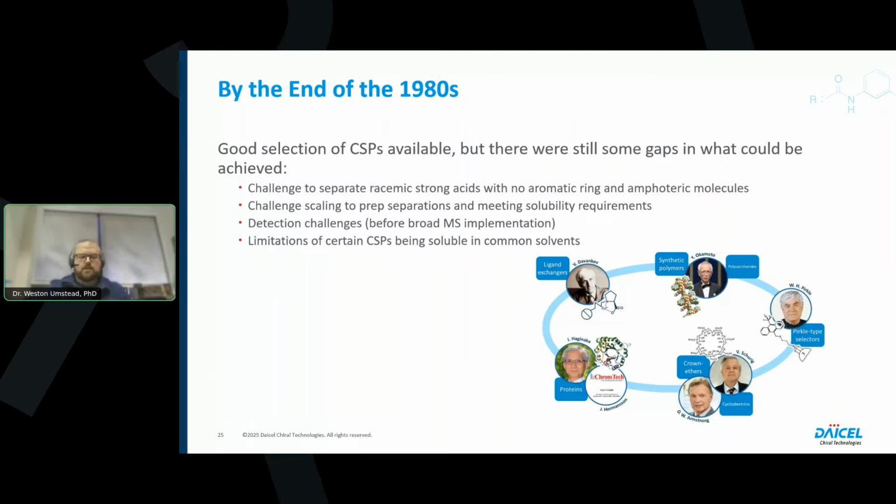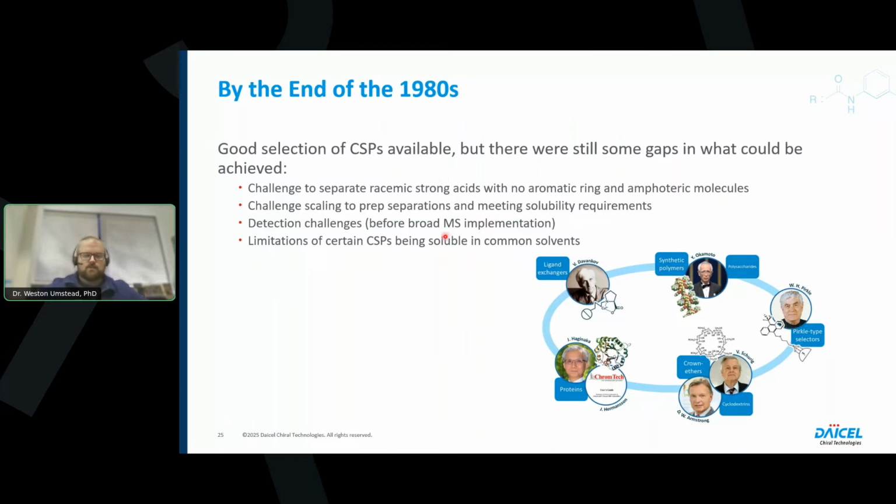Some of the challenges included the separation of strong acids, especially when there was not very good functionality to interact with or give good UV signals. Challenges in scaling to prep. We did have the polysaccharides, which have really good loading capacity, but with solubility issues on those coated polysaccharides, which came out first, we're limited to alcohols and normal phase mode, primarily, and reverse phase mode to a degree, but we can't use DCM or ethyl acetate.